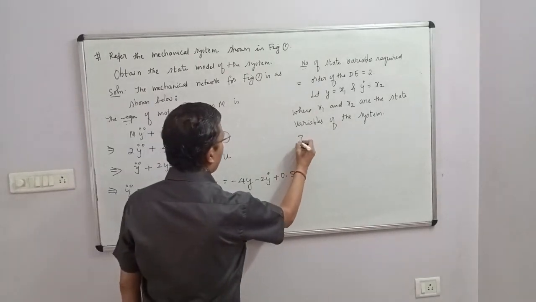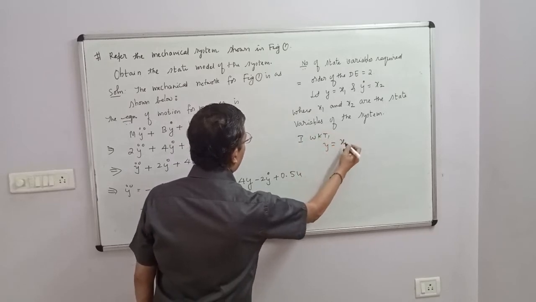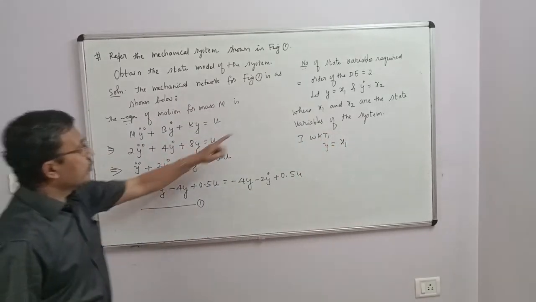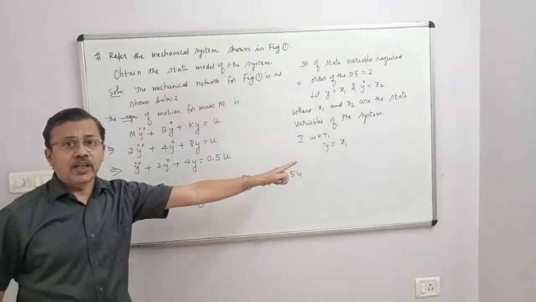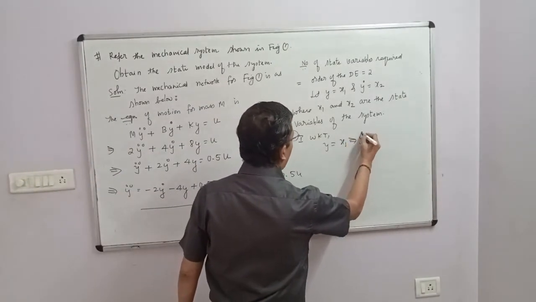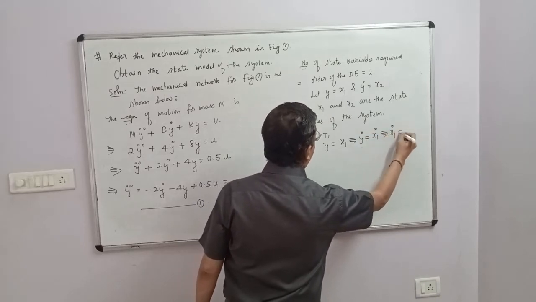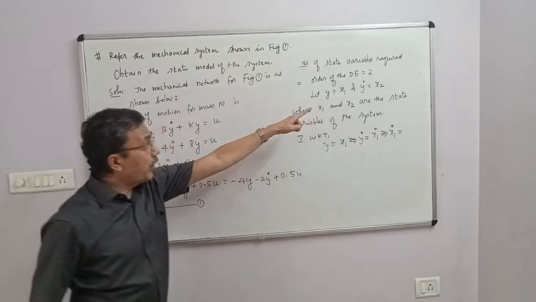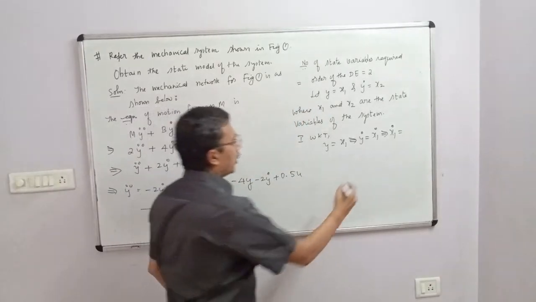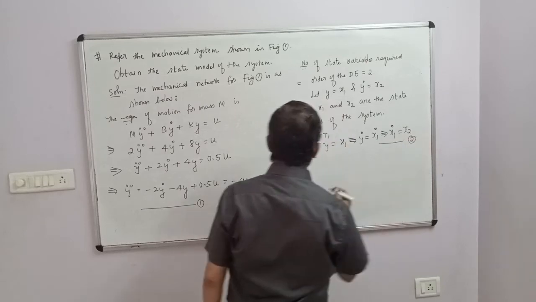Step 1. We know that y is equal to x1. Differentiate both sides with respect to t. That gives you y dot is equal to x1 dot. What is y dot? Y dot is x2. So x1 dot is equal to x2, which is equation number 2.